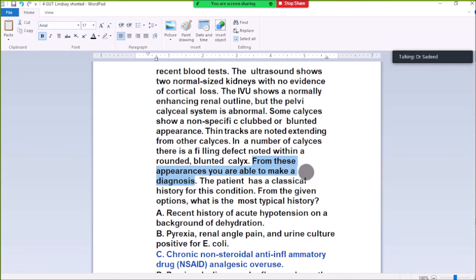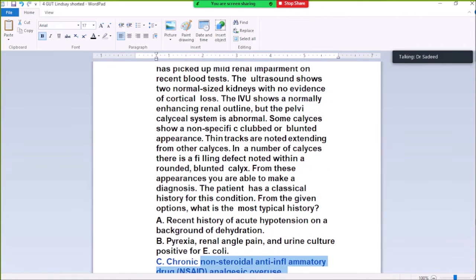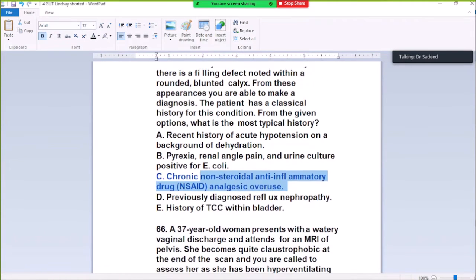From these findings you are able to make a diagnosis. The patient has a classical history of this condition. The most typical history is chronic analgesic overuse, which shows renal papillary necrosis, acute tubular necrosis, and clubbed calyces.